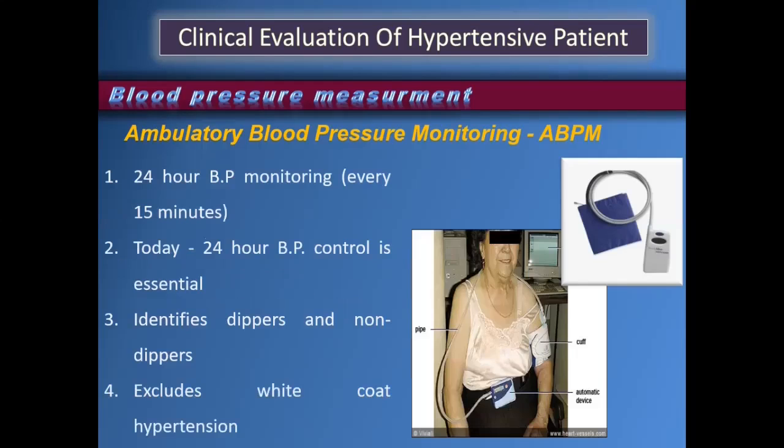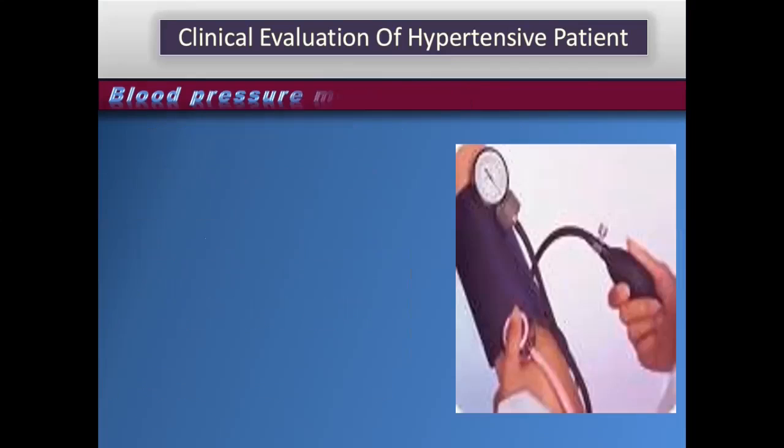Ambulatory blood pressure monitoring is the 24-hour monitoring of the blood pressure. Today, 24-hour blood pressure control is essential. It identifies dippers from non-dippers, and it excludes white coat hypertension as well as secondary forms of hypertension.